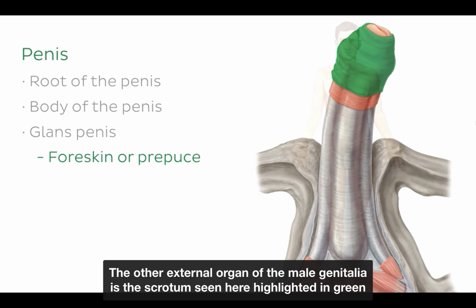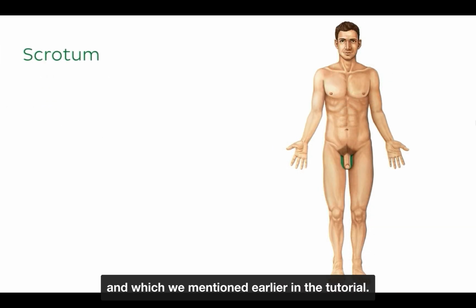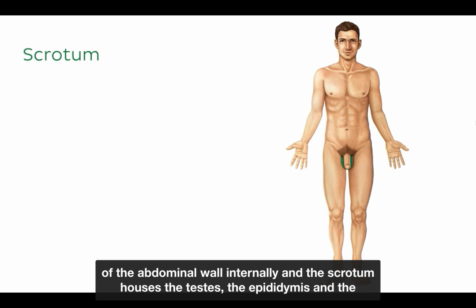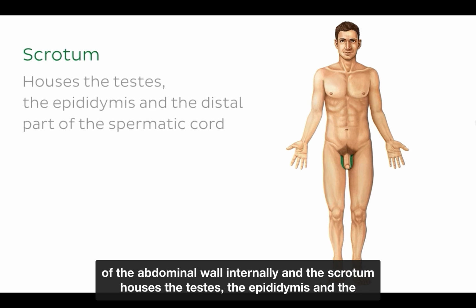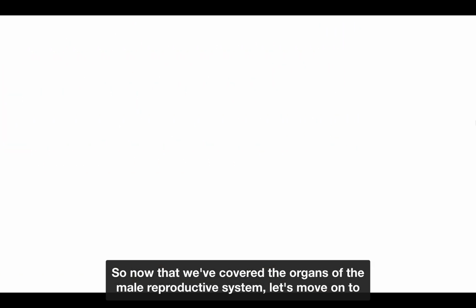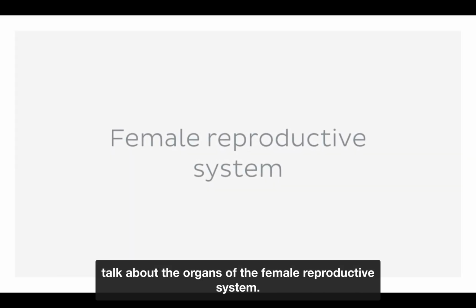The other external organ of the male genitalia is the scrotum, seen here highlighted in green, and which we mentioned earlier in the tutorial. And the scrotum is a wrinkled sac comprised of skin externally and the superficial fascia of the abdominal wall internally, and the scrotum houses the testes, the epididymis, and the distal part of the spermatic cord. So now that we've covered the organs of the male reproductive system, let's move on to talk about the organs of the female reproductive system.